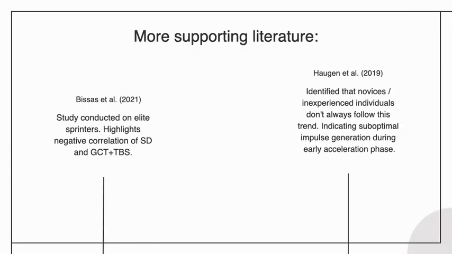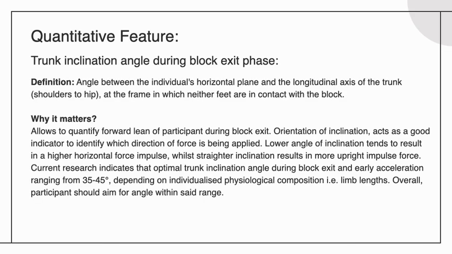Further literature supporting this is Bises et al. in 2021, where they conducted a study on elite sprinters, which highlighted as well the negative correlation of those factors, and also Hogan et al. in 2019, where they identified that novice or inexperienced individuals don't always follow this negative trend, indicating suboptimal impulse generation during the early acceleration phase. The second quantitative feature I chose to analyze was trunk inclination angle during the block exit phase.